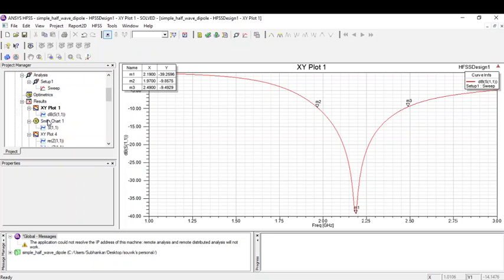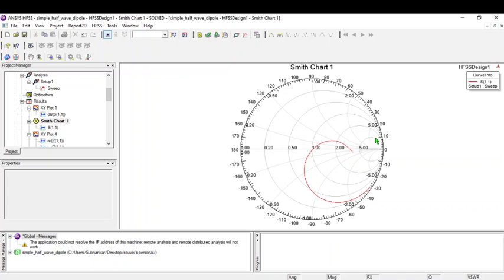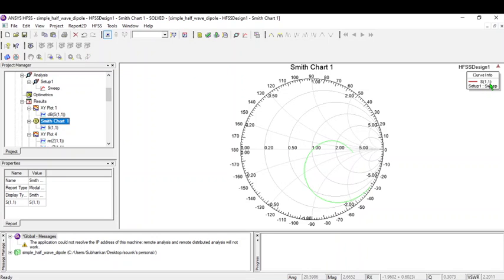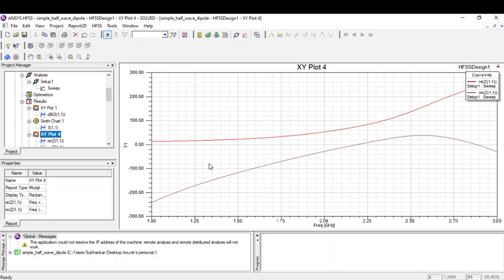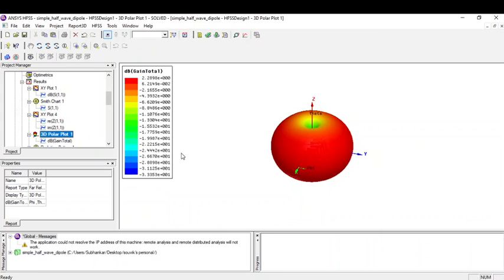XY plot, we can also see the Smith chart, which gives us the Smith chart for the reflection coefficient. In the XY plot 4, you can see the real part of the reflection coefficient and the imaginary part of the reflection coefficient with the frequency plot. We can also see the 3D polar plot of the simple half-wave dipole.